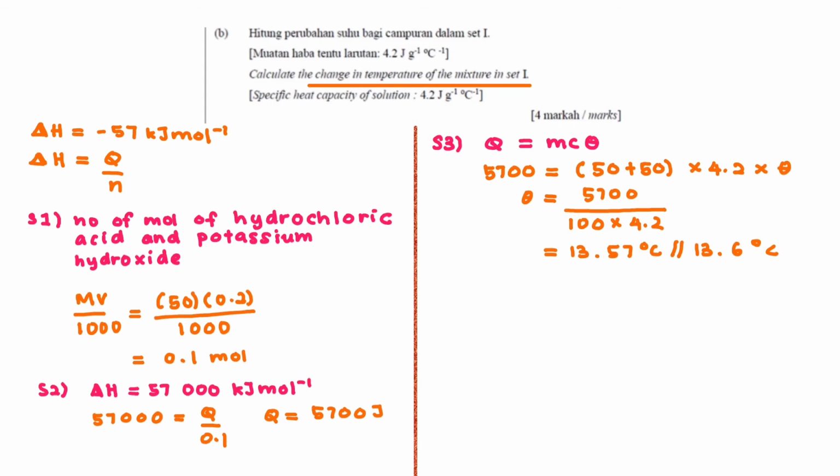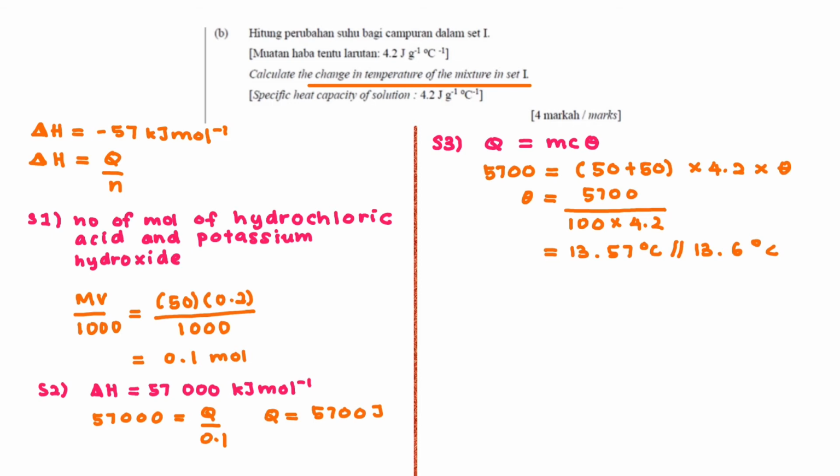Step 2. Find Q, the heat change. Use the formula delta H equals Q over n. Make sure to convert 57 kJ per mole to 57000 joule per mole. We will get Q equals 5700 joule.